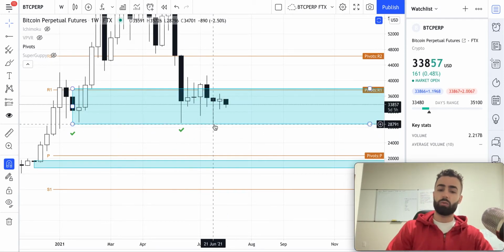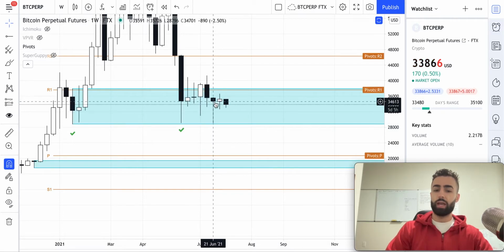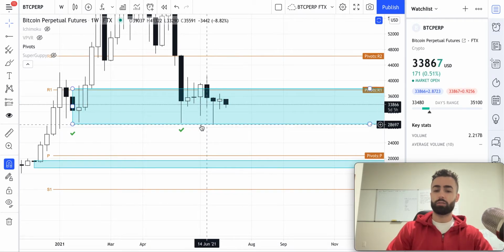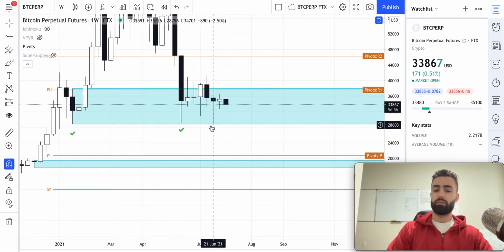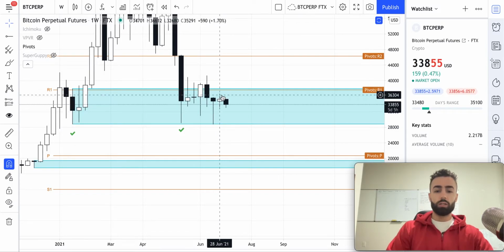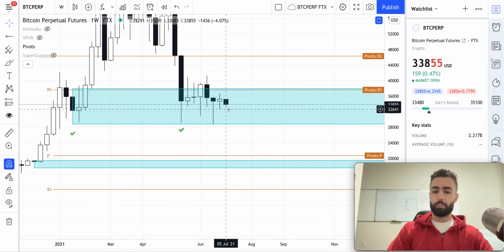So that could have been what this was right here, what we call a liquidity run, which is where the whales engineer a move to move the price down to trigger stop losses, so they can eventually move the price up after they get a very good position down here. So we went up. Now we're coming down again, potentially here.